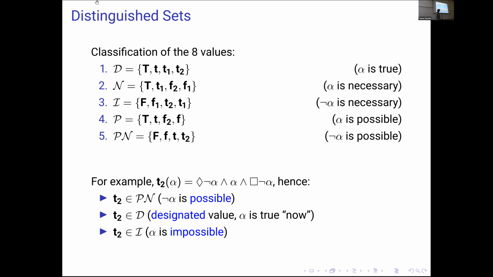Then it belongs to this set because we have the diamond of alpha. It belongs to this set because alpha is the case. And it belongs to the impossible set because this is the case here, right? Good. This is the classification.